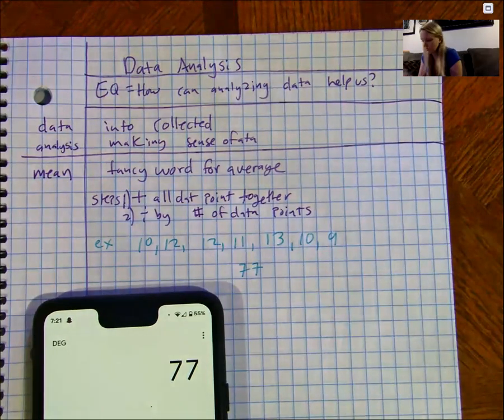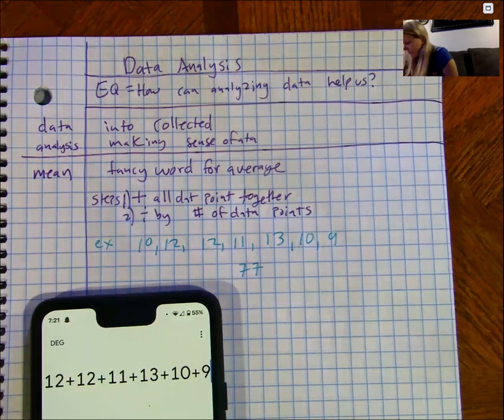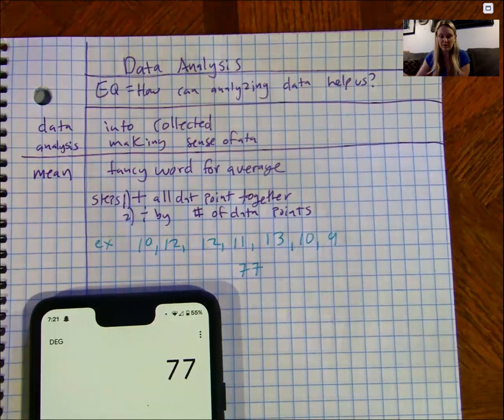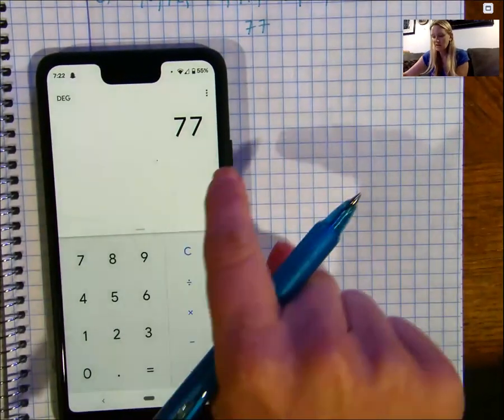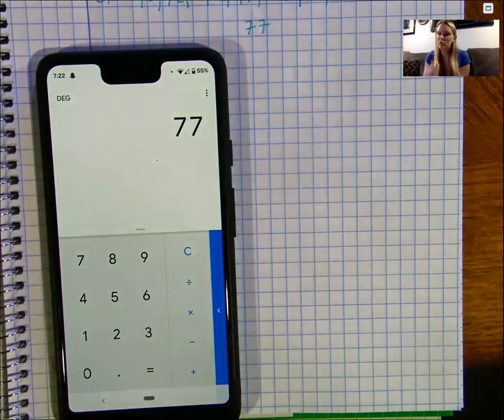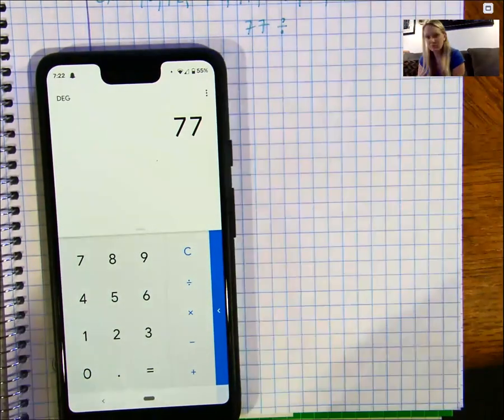I'm going to write that down so I don't forget. I'm going to check it one more time because that's what mathematicians do. 10 plus 12 plus 12 plus 11 plus 13 plus 10 plus 9. Okay, so notice how I hit enter in my calculator before I move on, okay? Because if you just hit divide, your calculator is going to divide by the last number, so you have to hit enter. So now I take 77 and I divide it by the number of data points we have.